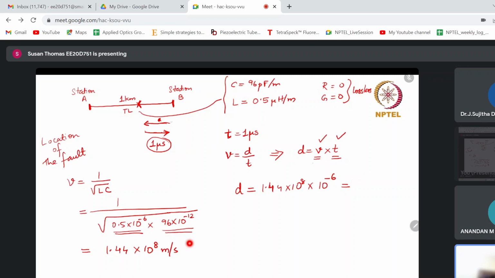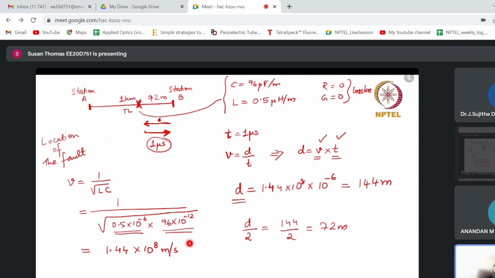We have to remember one thing: from station B to the fault location and back to station B, the total distance traveled is this d. So that will be 144 meters, the total distance. Now what will be the distance from station B to the fault location? That will be d by 2, that is 144 by 2, which is 72 meters. So at 72 meters from station B is the fault.